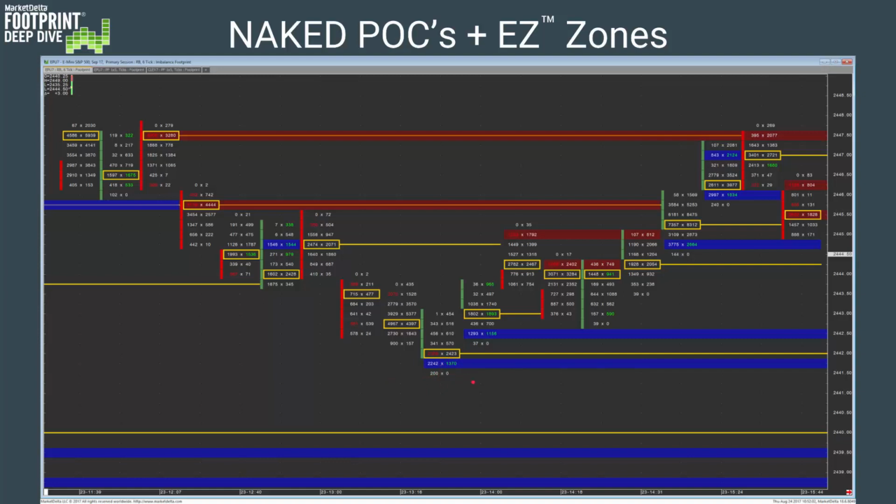I just wanted to show you this combination because here we have the naked POCs plus the easy zones combined, and you can dial this in so that maybe there's not so many of them on the chart, but this is a very nice combination of the two. The easy zones we just rolled out recently, so I wanted to bring this to your attention. You'll learn a lot more about those in Anthony's videos.